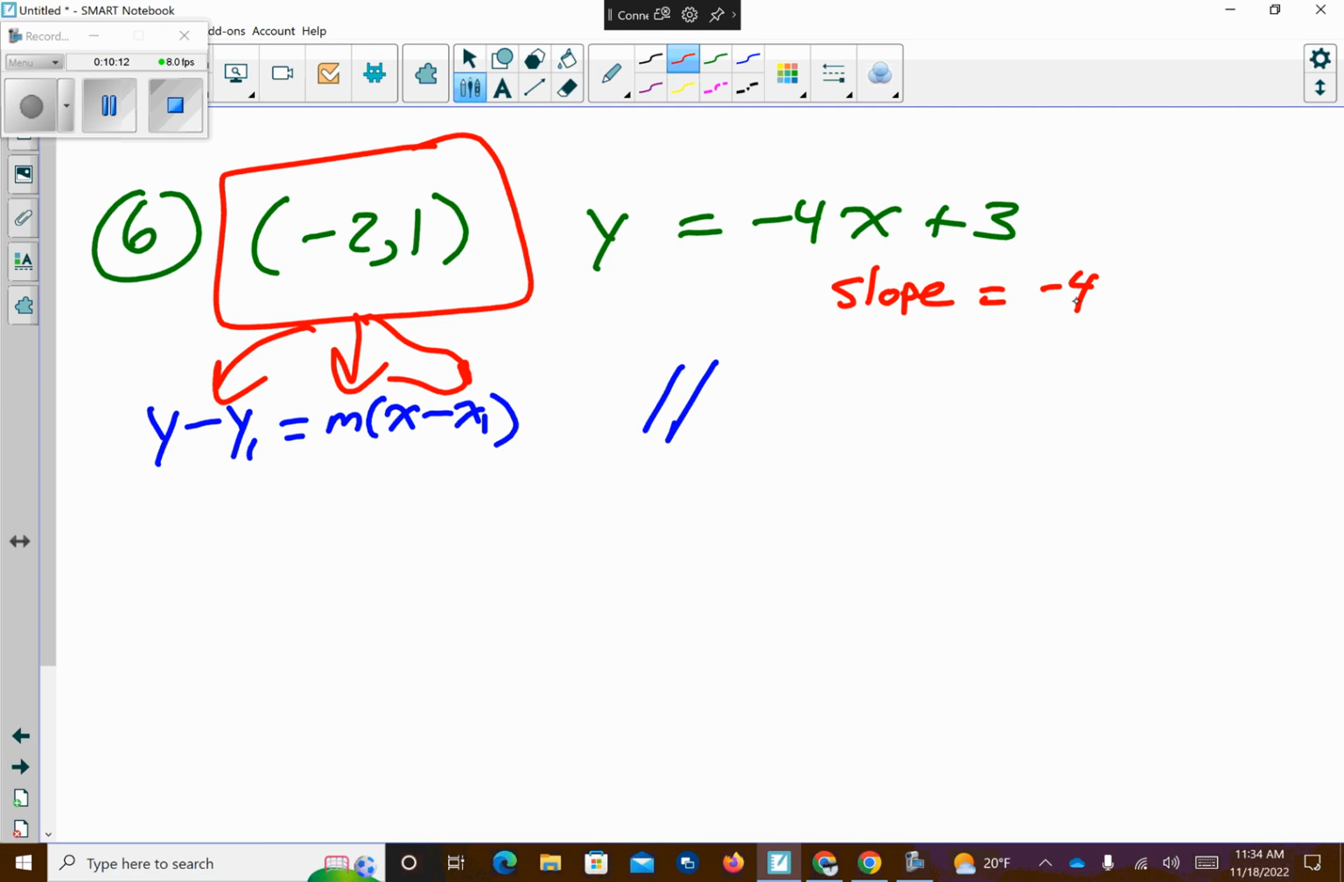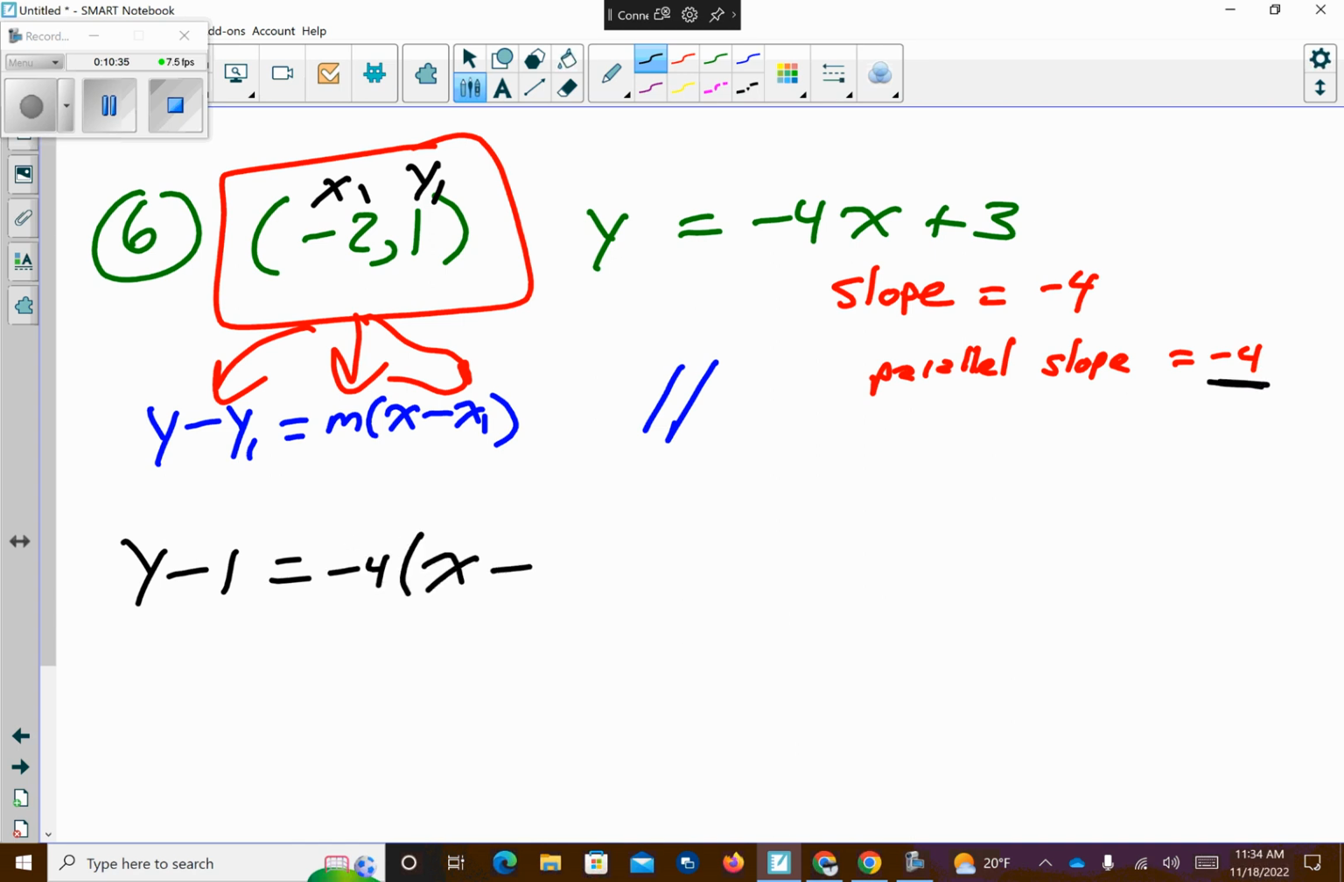What do you know about parallel slopes? What do they need to be the same of? So parallel slope is -4. I'm going to take my equation and plug my x1 and my y1 in. So I'm going to get y minus 1 equals -4 is the slope, times x minus negative 2. Clean it up a little bit.